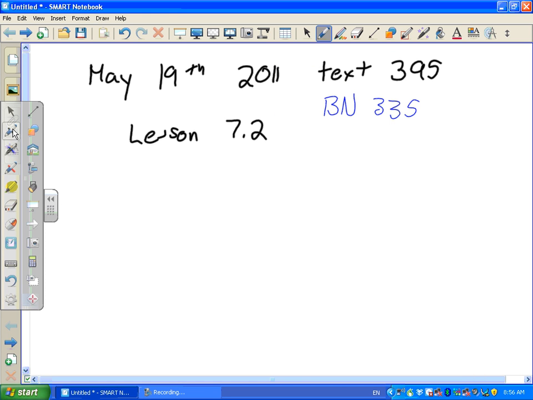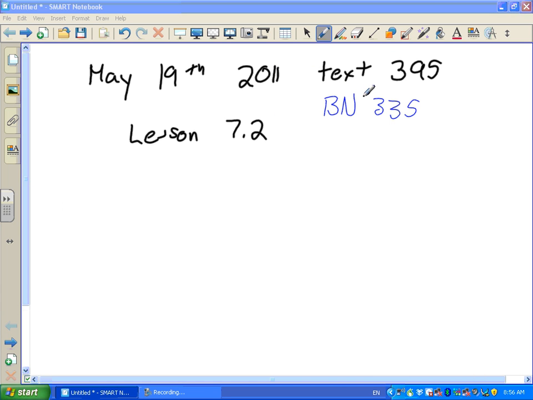Okay, today is May 19th, 2011. We're on textbook page 395 and Blue Notebook page 335. We're going to skip lesson 7.1. It's just investigating data. We're going to go straight to 7.2, which is the laws of exponents.